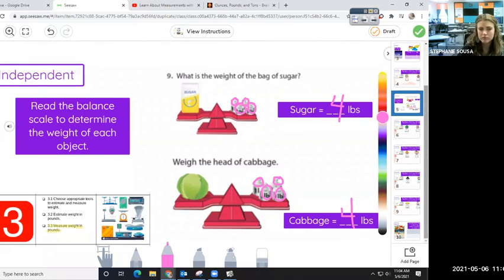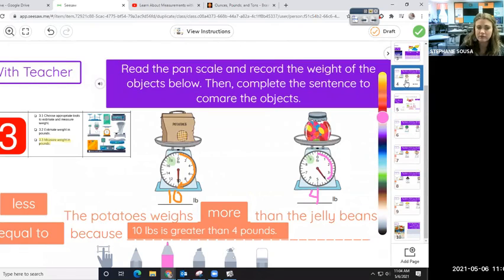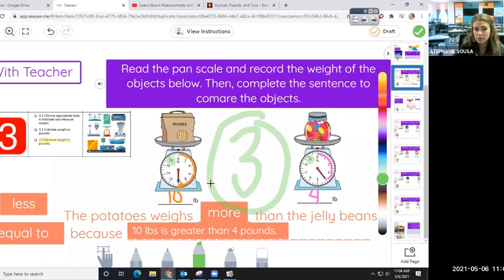All right, now the rest of these slides are just like what we did on slide 4. You are going to look at the objects. You are going to read the scale and record them. You are also going to be taking a look at the sentence and finishing it. 1 slide is worth 3 points. There's a point for reading the first scale, a point for reading the third scale, and a point for the sentence. Okay, we tracking? All right. What questions can I answer right now?